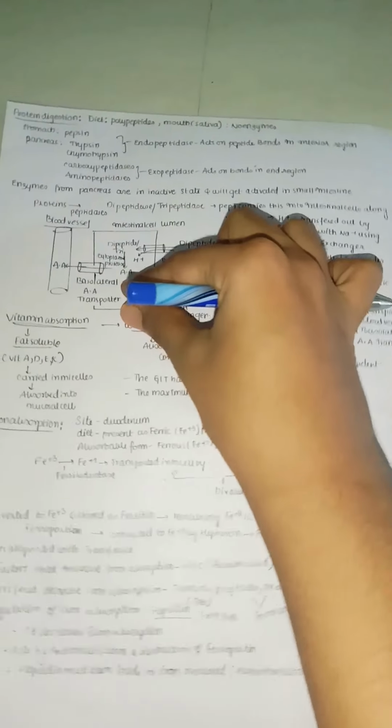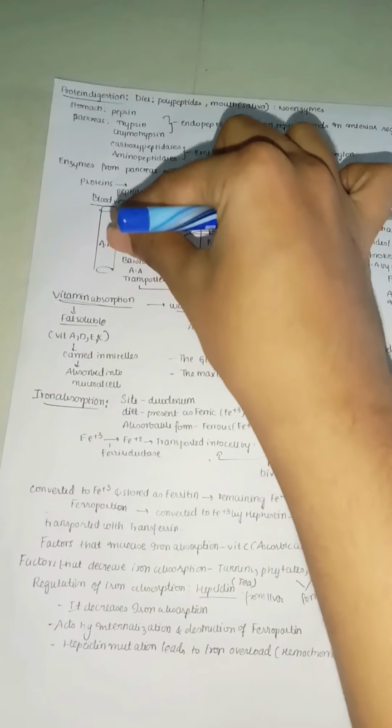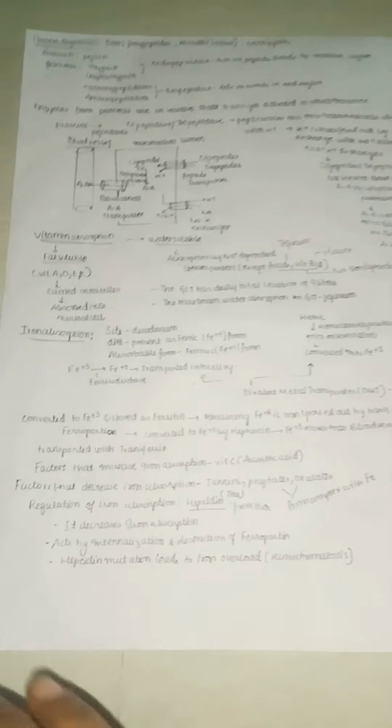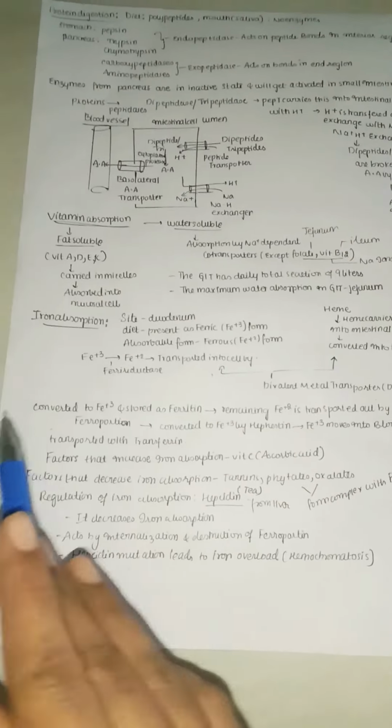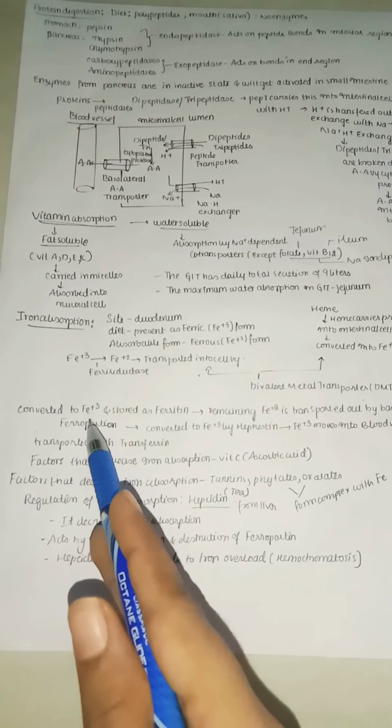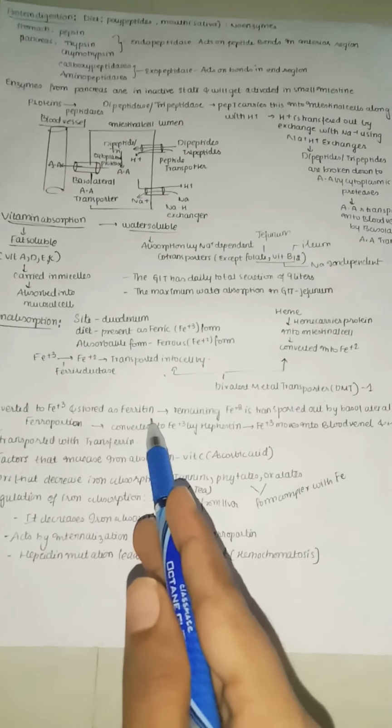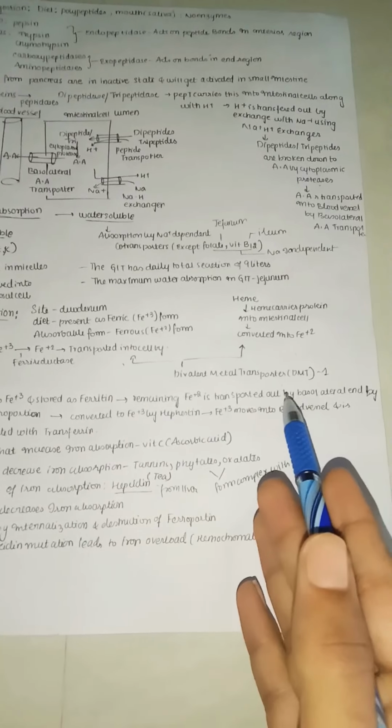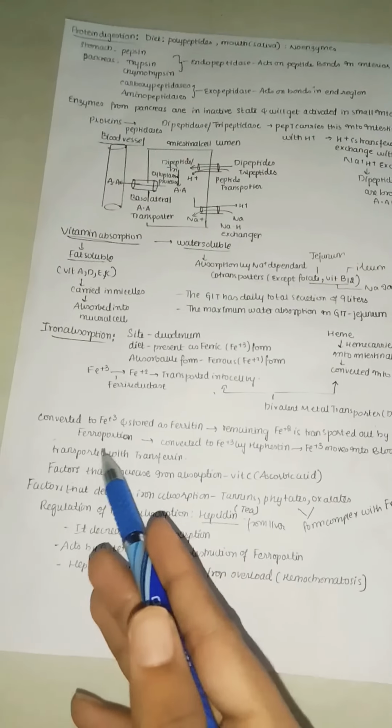So now both of these Fe+2 present in the cell need to be transported to the blood vessel. How will they be transported? Both of these Fe+2 are converted again into Fe+3 and stored as ferritin. The remaining Fe+2 is transported out at the basolateral end by ferroportin.